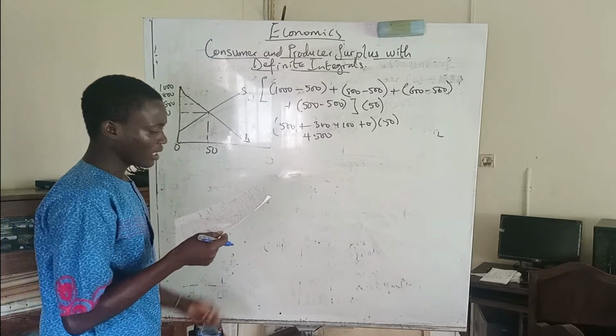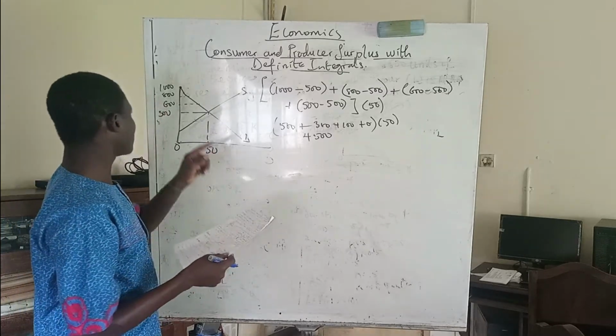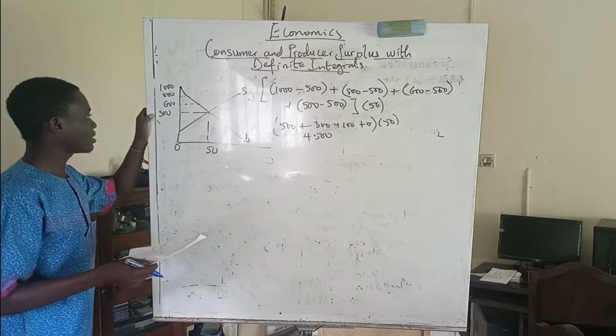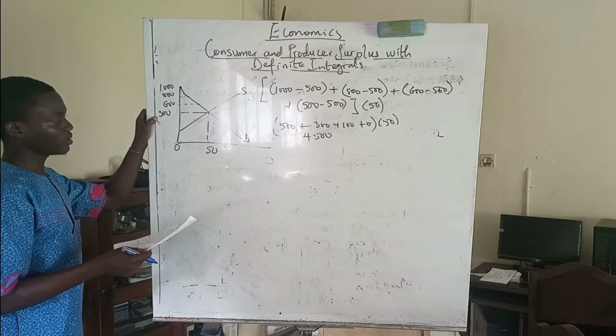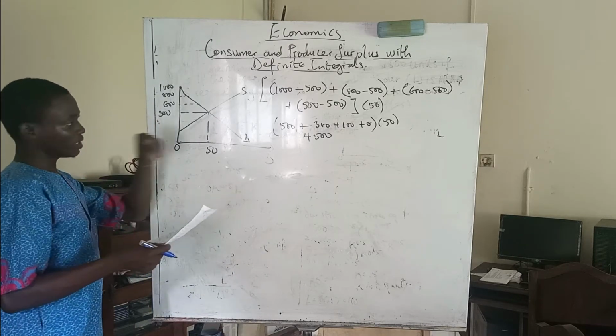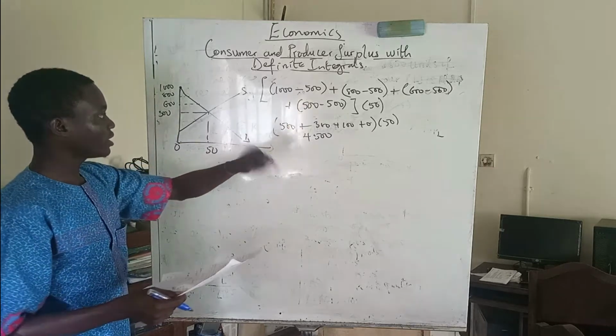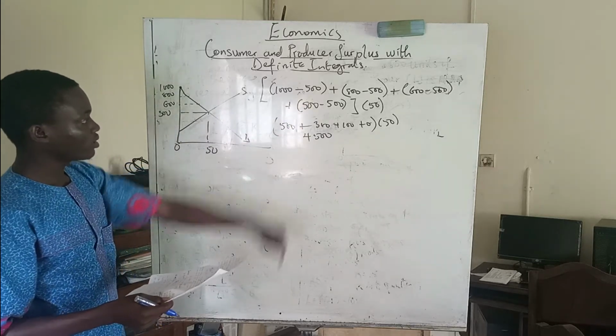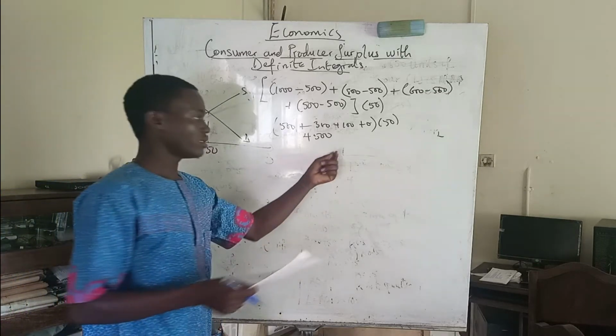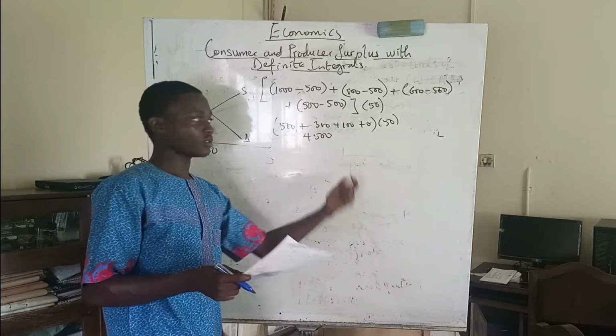What do I have in my notes? Okay, I think I made the equilibrium price 600 in my notes. Oh, here's 500, no problem anyway. So this is what we have: 1,000 minus 500 is 500, 800 minus 500 is 300, 600 minus 500 is 100. Just to be on the safe side. So this is going to be the value of our consumer surplus.